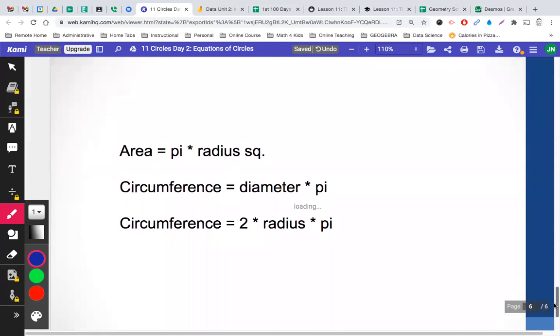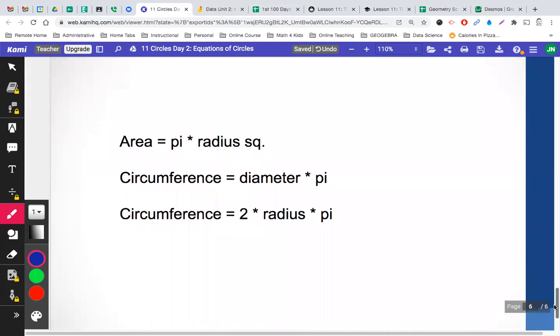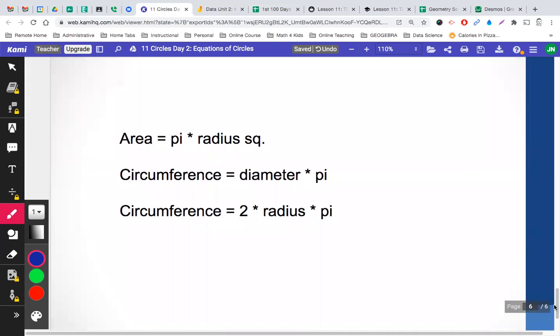The other things, sorry, I was kind of rushed when I was typing this up. There are a couple other equations you guys should keep in mind, because there's a couple questions that ask this. So area is pi times the radius squared. Guess I could write it right now. Area equals pi r squared.